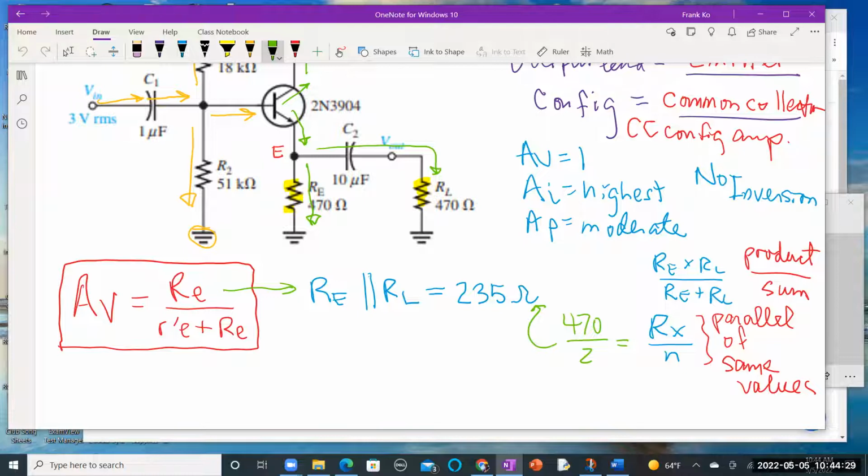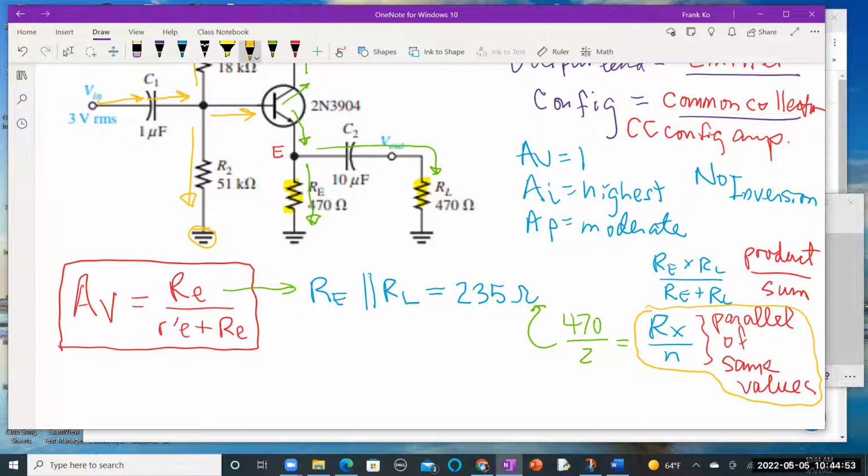Well, if you're doing product over sum, yes, you're going to have to reach for your calculator. But if you know this other shortcut, the Rx over N shortcut, and that applies to anytime we have same values, just take that value and put it over the number of resistors that have that same value, and there's your answer. So we end up with 235, done. All right, I didn't mean to go so long into this.